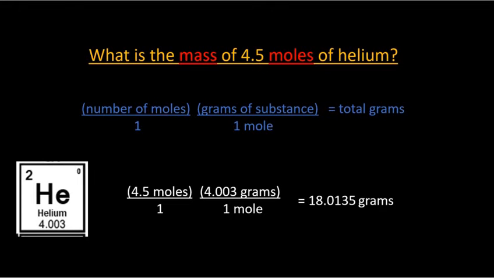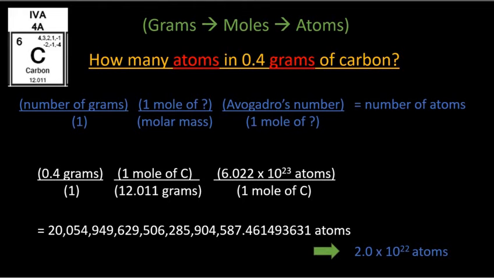Then we took a jump and we went from grams to atoms, remembering that moles must be in the middle of this. You can't just go straight from grams to atoms. You have to go grams to moles to atoms. And we started out with a certain number of grams, 0.4 grams. We used the molar mass right here, 12.001 for carbon, and then we went from the moles to the atoms.